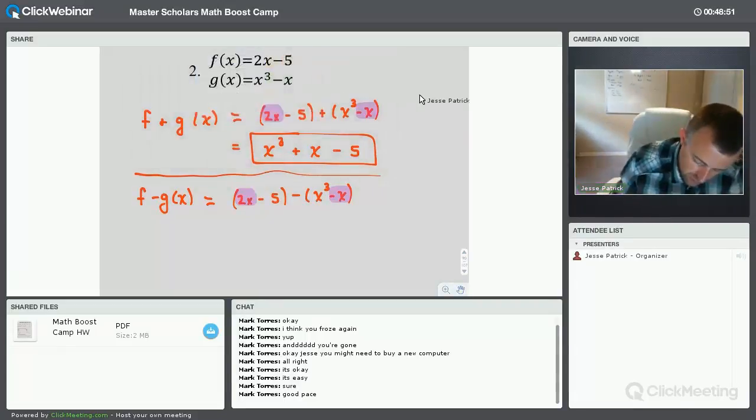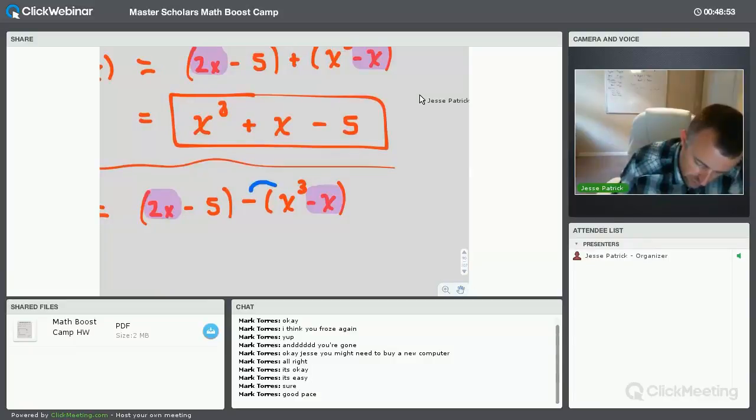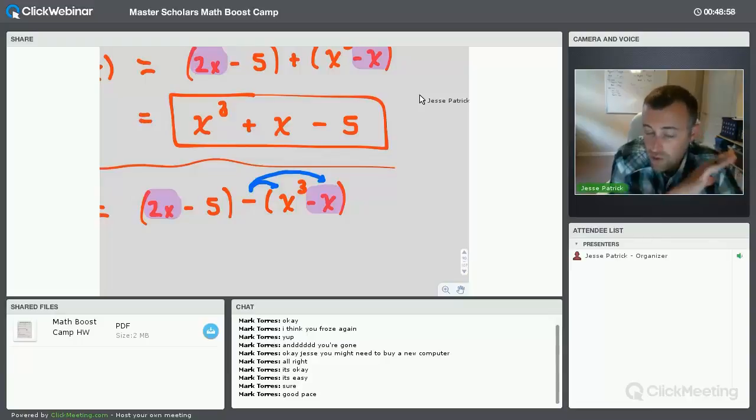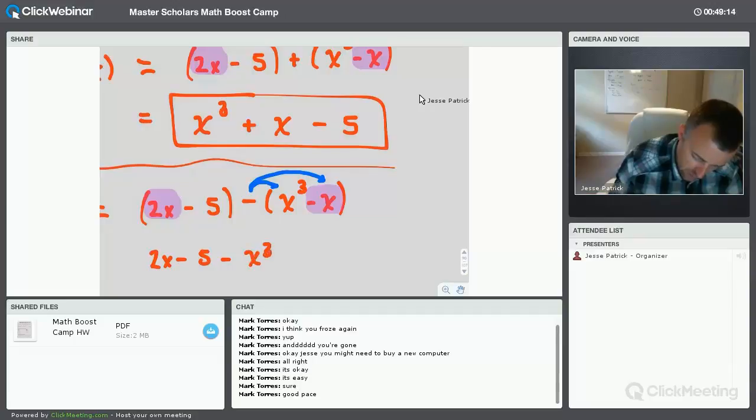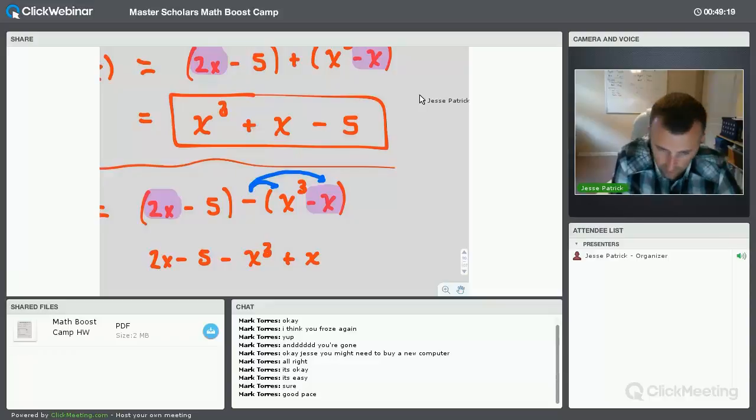The one simple little issue that people have, it's an easy fix, you just got to remember it, is that with that minus, you're subtracting the entire quantity, which means you're subtracting every term in that second function. Long story short, you need to remember to distribute that negative. So if I wrote this whole thing out, this would be 2x minus 5 minus x cubed plus x, because it's minus a negative x. That is the number one error students make. Once they figure it out, it's never an issue anymore.